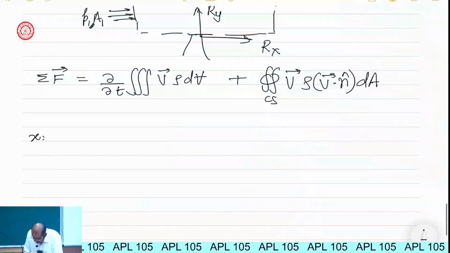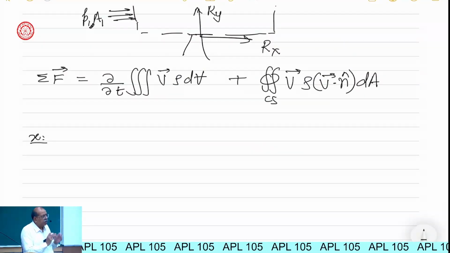A lot of people have written P1A1 minus P2A2 is equal to minus rho V1 square A1 plus rho 2 V2 square A2 minus rho 3 V3 square A3 and etc. So that is wrong. You have to separate it out in x and y components. You can't treat it like a scalar equation. So let us write the x equation first.